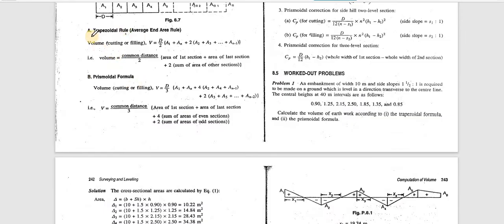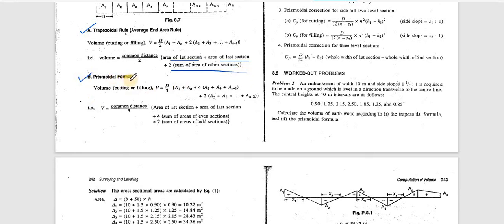In all, sometimes they also ask about how to calculate the volume. So in order to calculate volume, we have got two rules, one is your trapezoidal rule and one is your prismoidal rule. The formula is somewhat similar to your area formula. So the trapezoidal formula is what? Common distance by 2. In that we considered ordinate, but in this case we need to consider area. So area of first section plus area of last section, twice the sum of area of other sections.